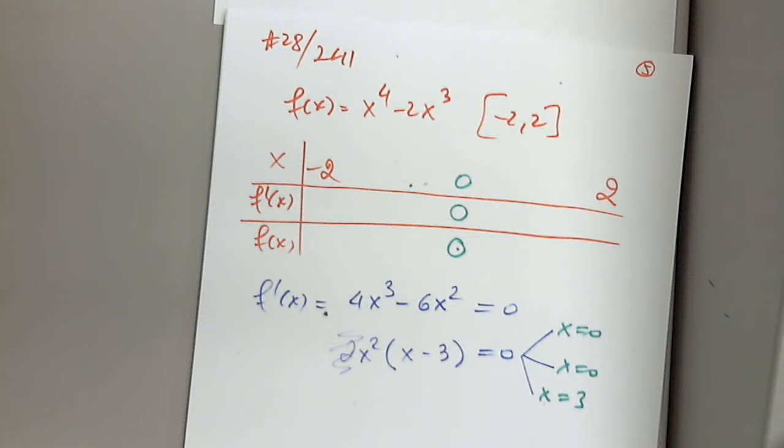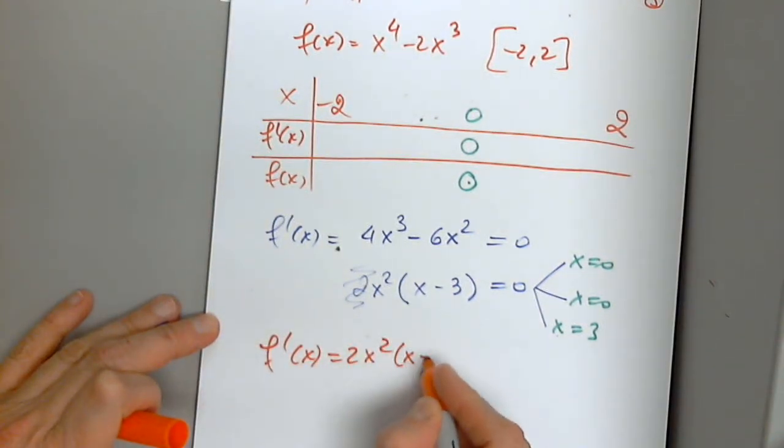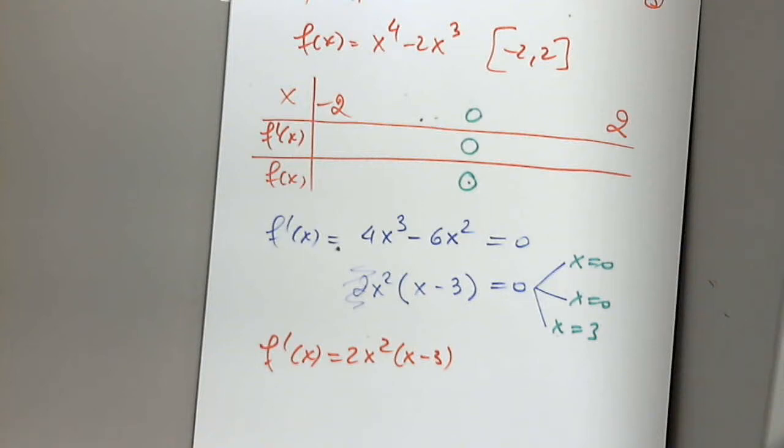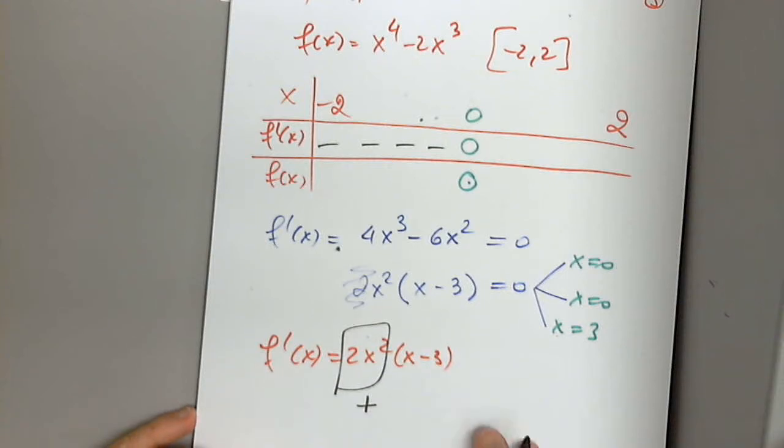So this is the first derivative. Let me write it one more time for it to be clear: 2x squared times x minus 3. I don't want to plug in numbers in something that is always positive. Since 2x squared is always positive, I don't need to worry about it. So I will plug a number to the left, like negative 2. Just give me the sign. Negative. Plug in a number to the right, and tell me the sign. Negative.